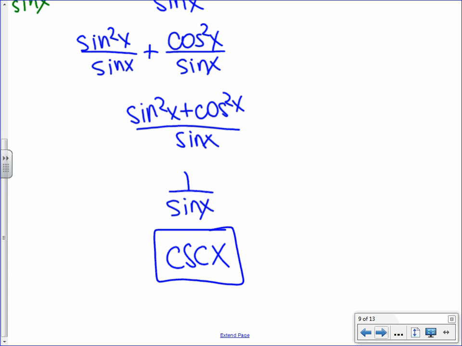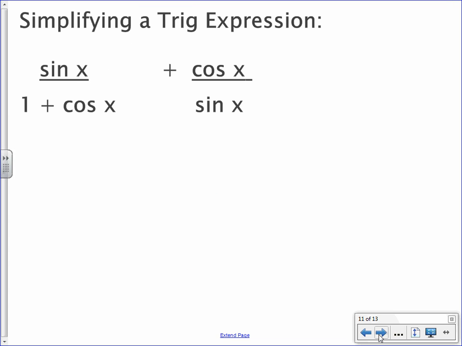Cosecant. Woohoo. How were you able to get the cosine and sine squared? Sine squared plus cosine squared, if you look at your Pythagorean identities, is 1. Next example, write it down.